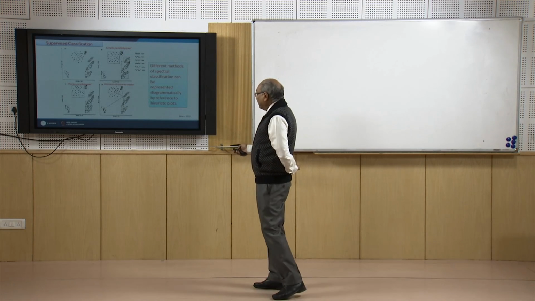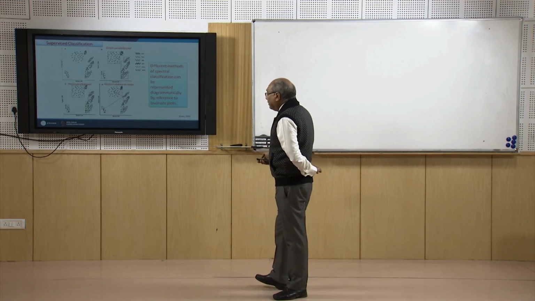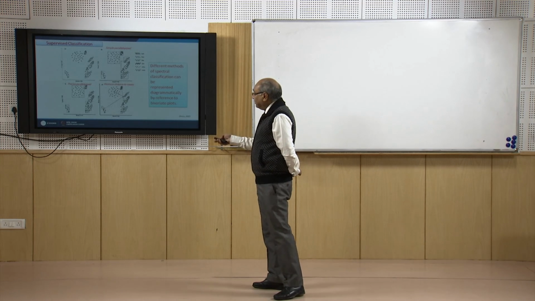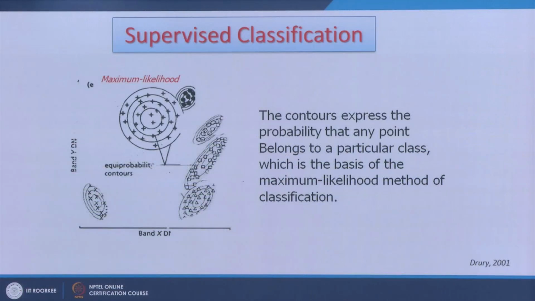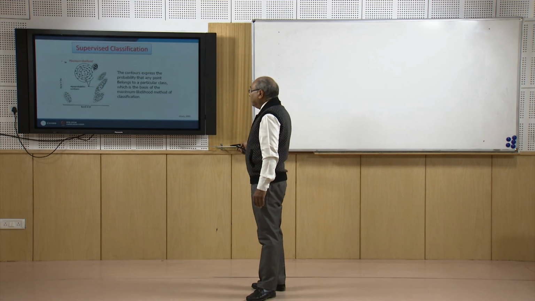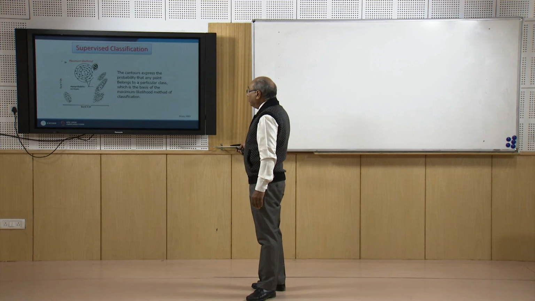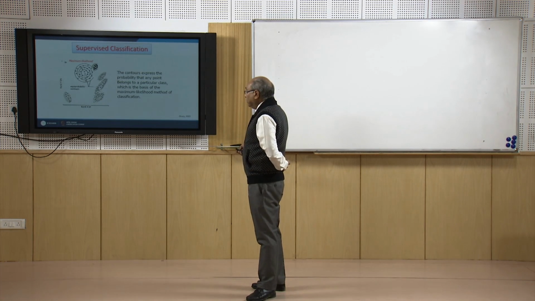So different methods of spectral classification can be represented diagrammatically, as I have just shown, and this is another, maximum likelihood classification, the third type, where the contours are drawn, and these are based on probability. The contours express the probability that any point belongs to a particular class, which is the basis of the maximum likelihood method of classification.